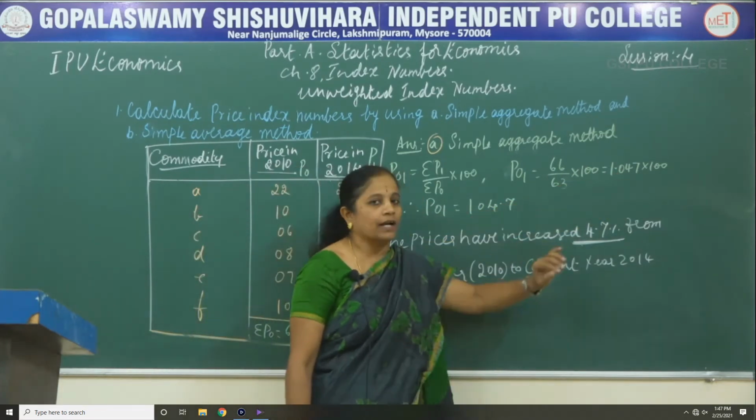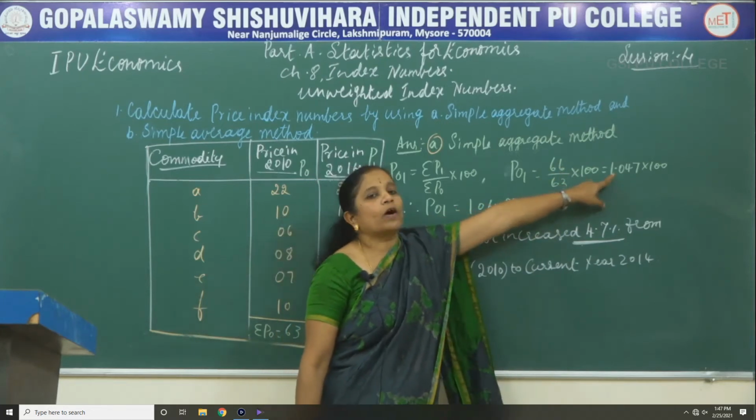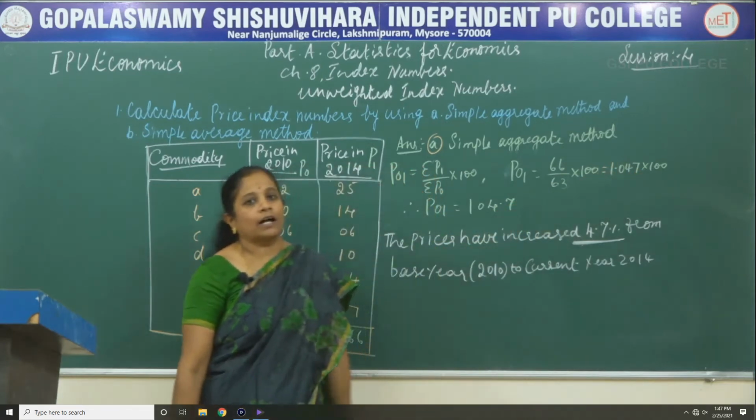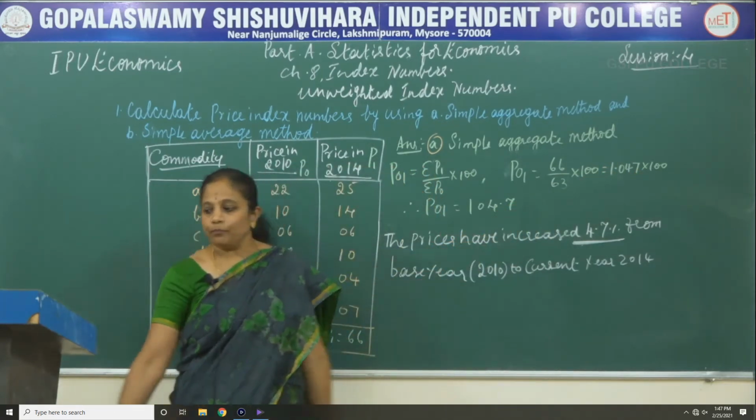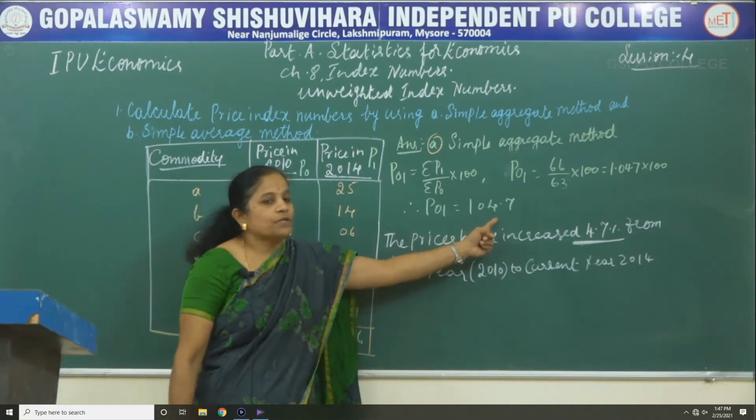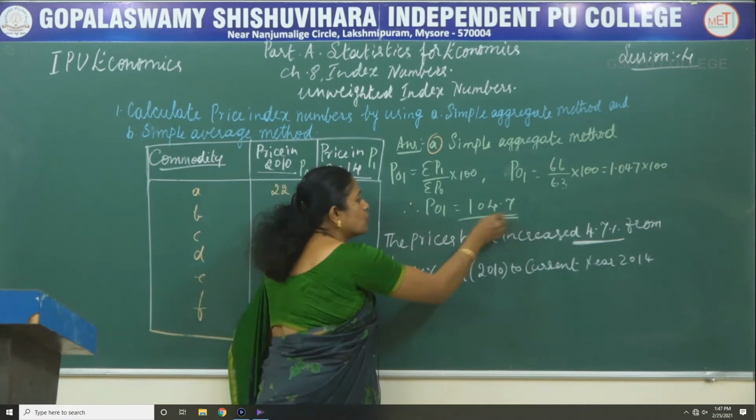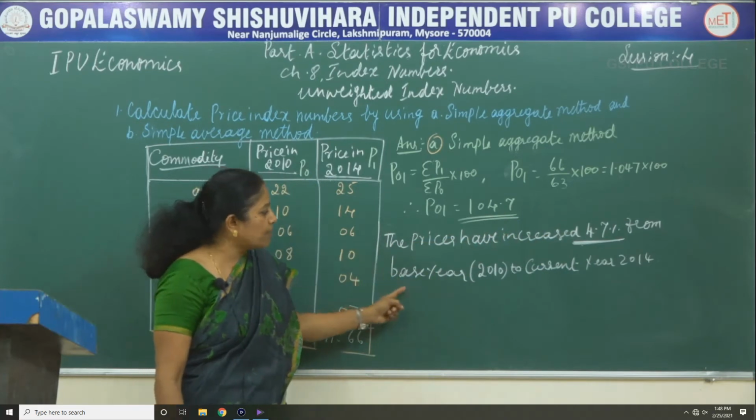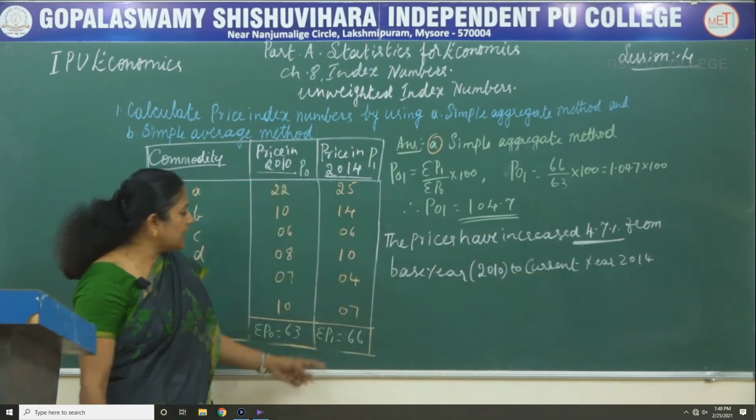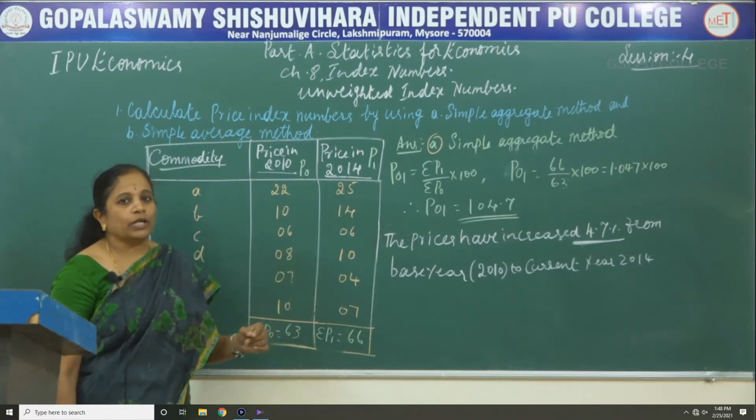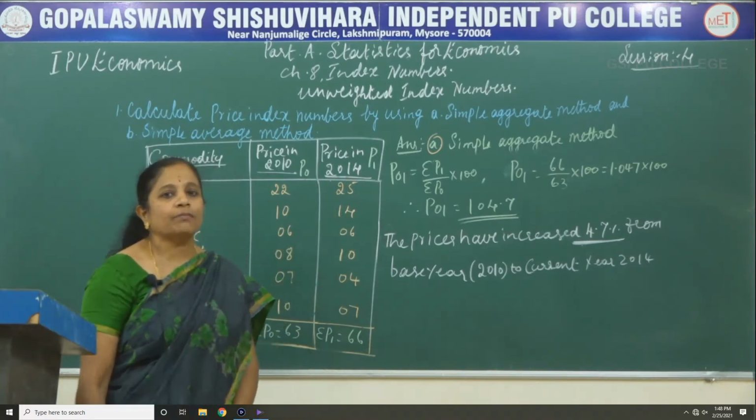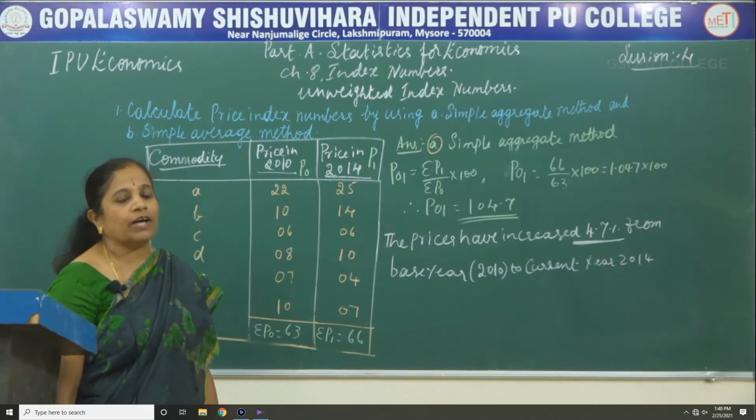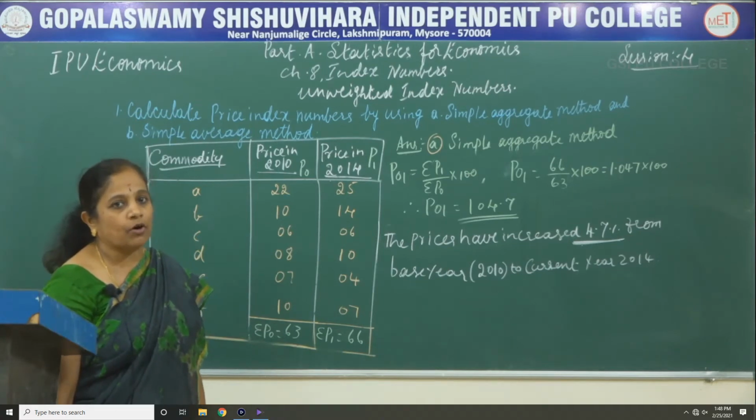1.07 multiplied by 100. So 66 by 63 is 1.047. So this 1.047 is multiplied with 100 and after that we obtain 104.7. So this says that the prices have increased by 4.7% from base year 2010 to the current year, that is 2014. So there is an increase of 4.7% in the values of these commodities, and we have taken the average of these 6 commodities.